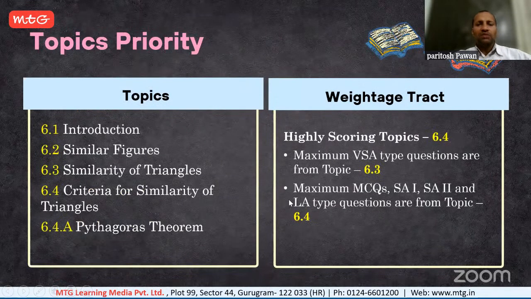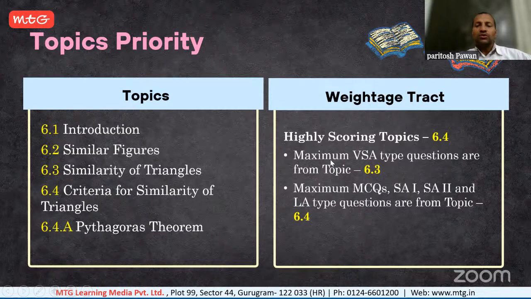And when we talk about this triangle chapter, there are 5 parts. First one is your introduction. Next is similar figures, similarity of triangles, and criteria of similarity. And then Pythagoras theorem. What is the weightage of all the topics? The highly scoring topic is 6.4, the criteria of similarity of triangles. So that we are going to focus on in today's class.